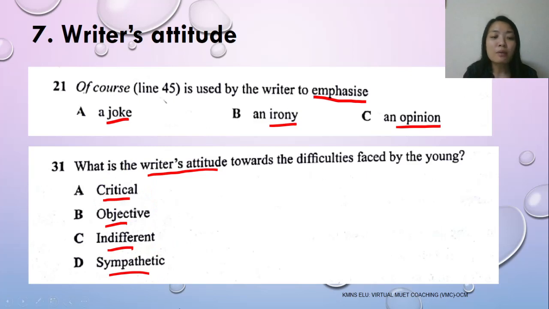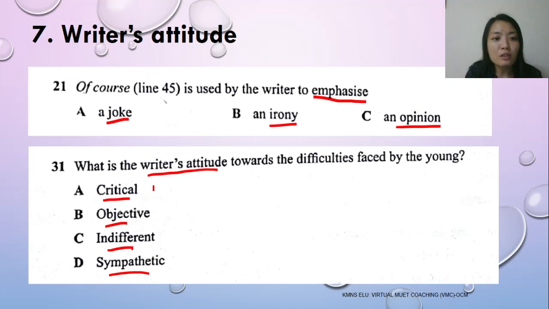There may be many other words as well. For example, sympathetic means he feels that he sympathizes with the situation. Indifferent means he has no difference whatsoever, whether he supports or he opposes. Objective means he's just thinking in a rational way. Critical means he feels that maybe something is wrong. He wants to criticize it.